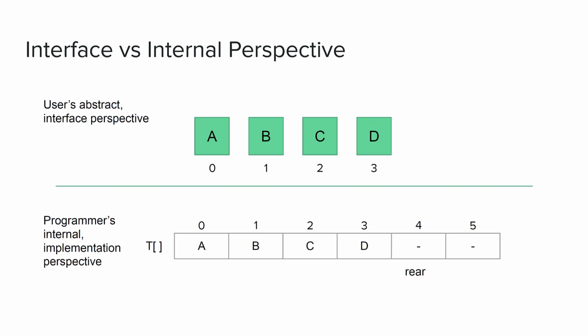Underneath this green line, behind the curtain, inside the class or the implementation of the abstract data type, we see the programmer's perspective, the internal perspective.